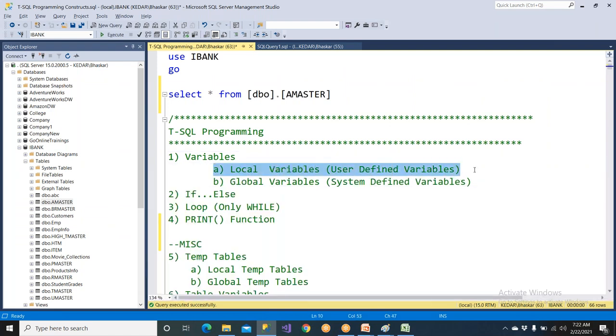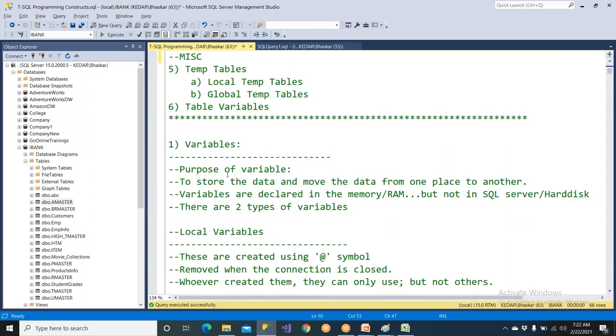Now when you learn any programming, programming does not store data; it uses a variable to store the data. So let us talk about a local variable. The purpose of the variable, as I told you, is to store the data. Where? In the RAM, and to move the data from one place to another. Variables are declared in the memory RAM, but not in SQL Server or the hard disk. Remember, if you learn C language, SQL, anywhere, variables mean RAM, RAM means variables.